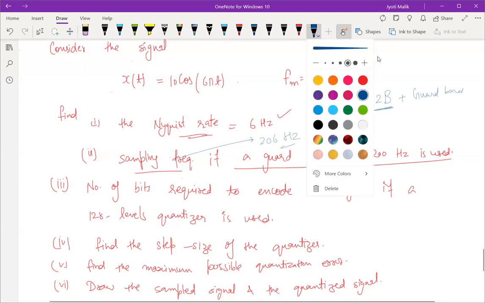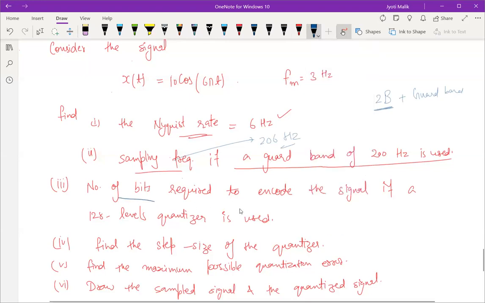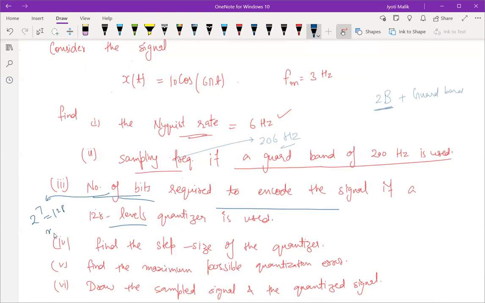Number of bits required to encode. Is it 7 bits? Okay, very good. So how did you find that? 2 to the power 7 is 128. So N is 7. Very good. Okay, then fourth.